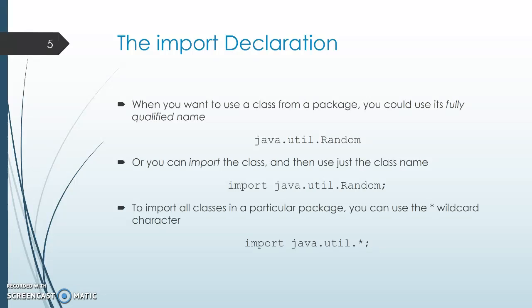The import declaration. When you want to use a class from a package, you could use its fully qualified name, java.util.Random, or you can import the class and then use just the class name: import java.util.Random. To import all classes in a particular package, you would use the asterisk, which is the wildcard character: import java.util.*.